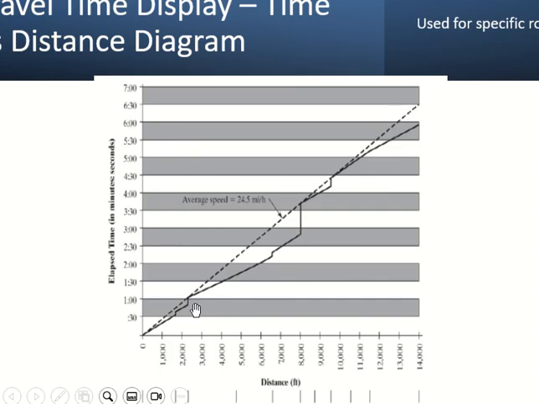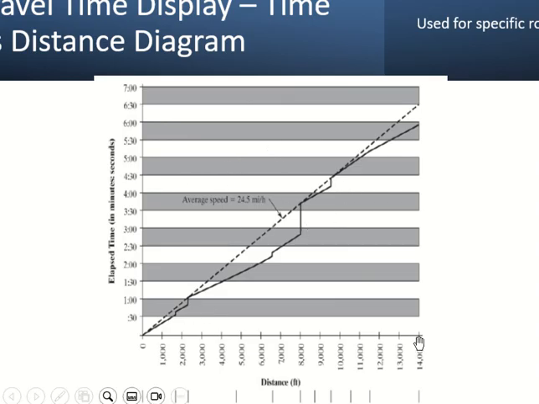Obviously, for creating this diagram I need to know exactly for every point how much the time was. So I need an observer, or I need some device which is giving me time at each and every distance. So once you plot this diagram, you can calculate the average speed as well.